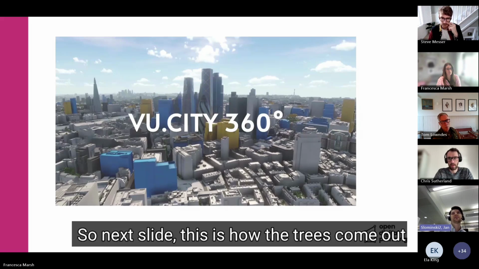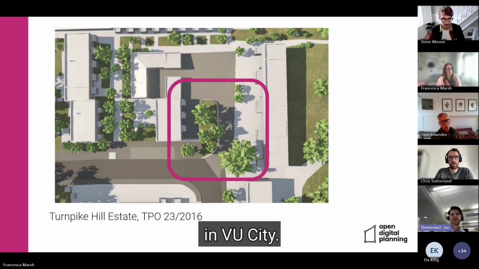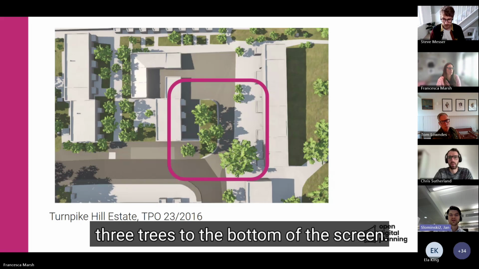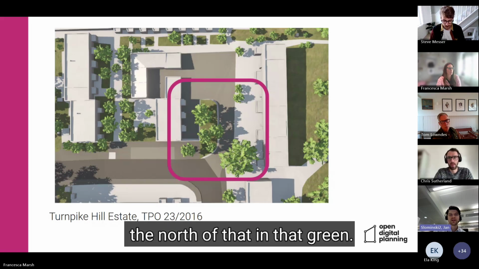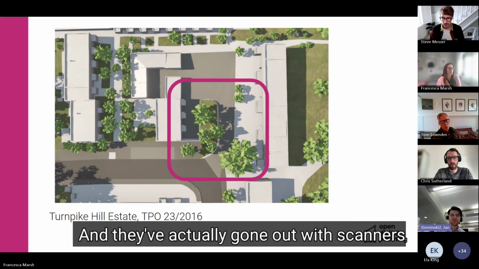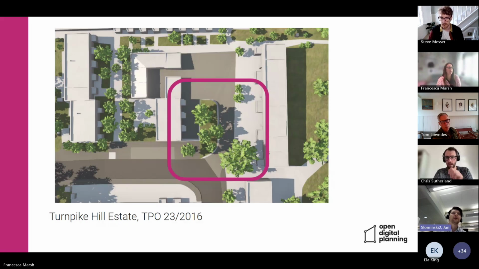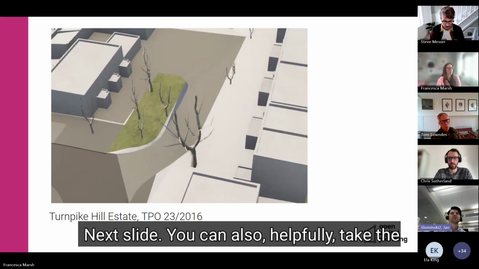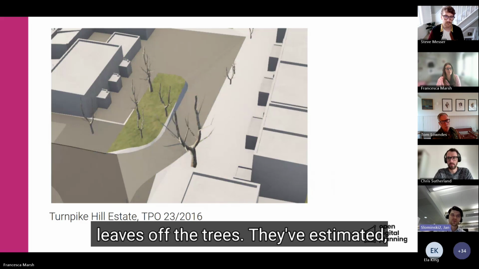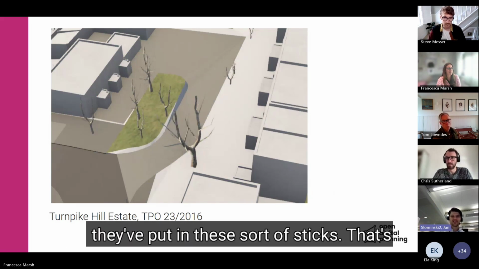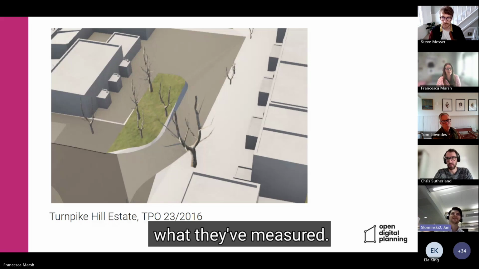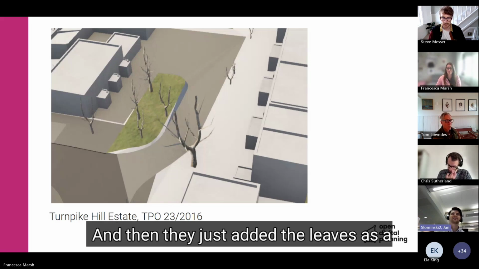So next slide, this is how the trees come out in ViewCity. Rather than having that aerial photo, we can see there are three trees at the bottom of the screen, and then there are 3 or 4 to the north of that in that green. They've actually gone out with scanners and mapped all of these, so we know that they're accurate. Next slide. You can also helpfully take the leaves off the trees. They've measured the heights of the trees, and they've put in these sticks. That's what they've measured, and then they just added the leaves as a graphic.